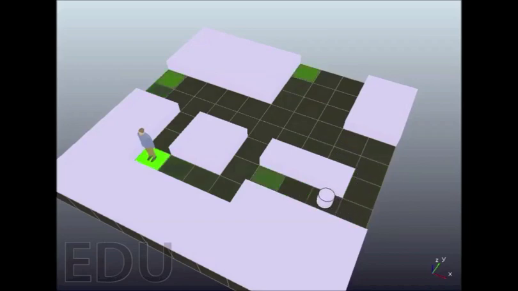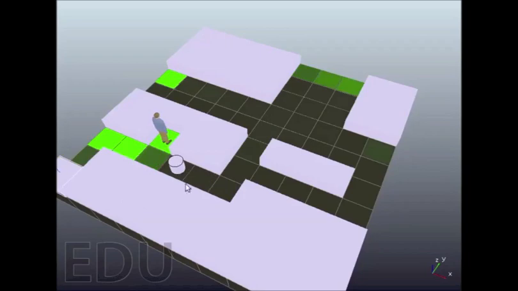The user is able to interactively add or remove obstacles during the simulation. The TAPIR solver is able to adapt to these changes and update its solution online.